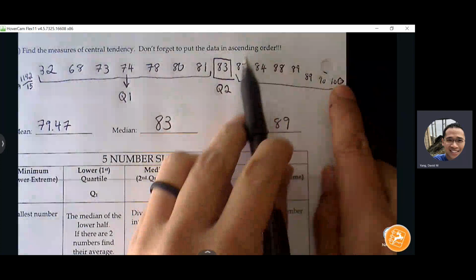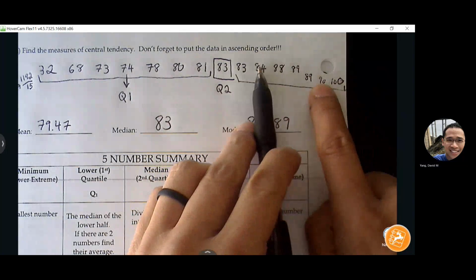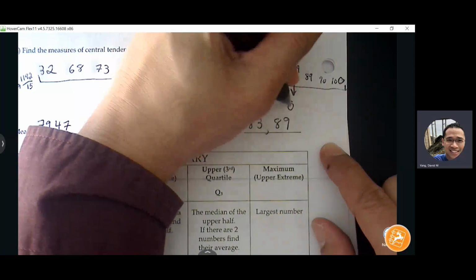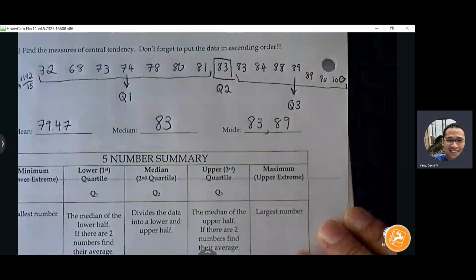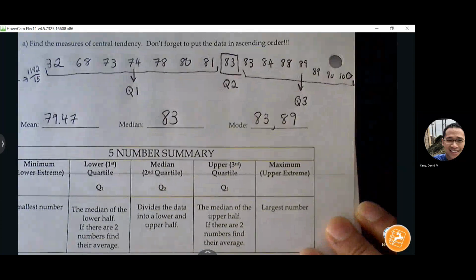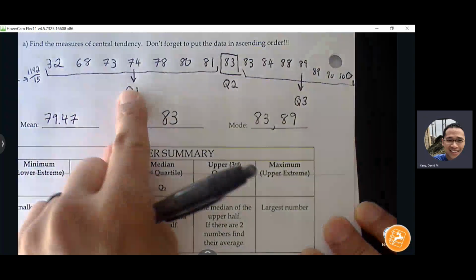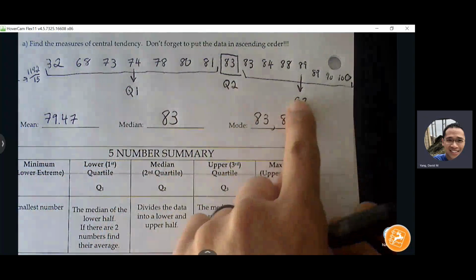Okay, from our upper half, we're going to find the median. That median of the upper half is called Q3. So you have your minimum, Q1, Q2, Q3, and your maximum.